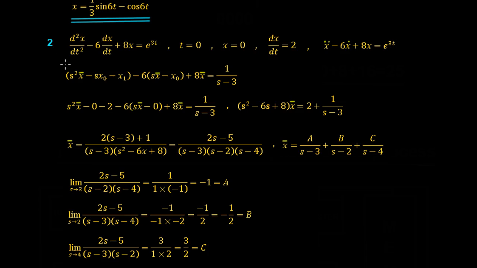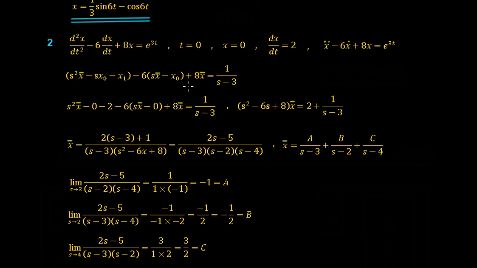Number 2. d squared x by dt squared minus 6 dx by dt plus 8x equals e to the 3t. The initial conditions at t equals 0 are x equals 0, dx by dt equals 2. Again, we can write that in shorthand form: x double dot minus 6x dot plus 8x equals e to the 3t. We then take the Laplace transform of this equation, giving us s squared x bar minus sx0 minus x1, minus 6 times sx bar minus x0, plus 8x bar equals, the Laplace transform of e to the 3t being 1 upon s minus 3.